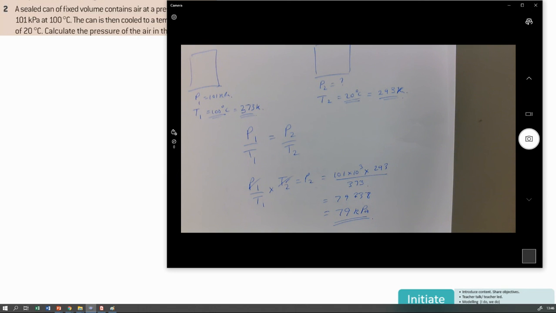Let's have a check on my correct answer list. 79 kilopascals. Phew, with 45 seconds to spare.